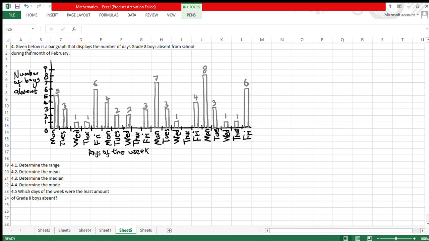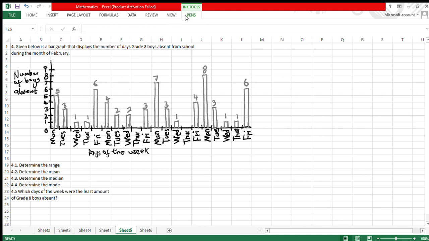Given below is a bar graph that displays the number of days grade 8 boys are absent from school during the month of February. On the y-axis you have the number of boys absent, and on the x-axis you have the number of days per week. It's about 4 weeks within the month of February. So the first question is to calculate the range.